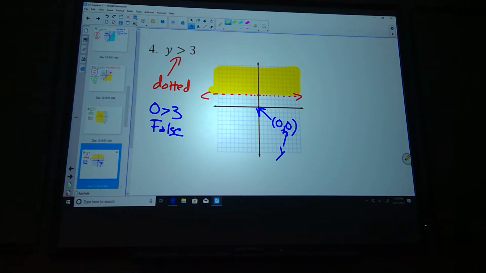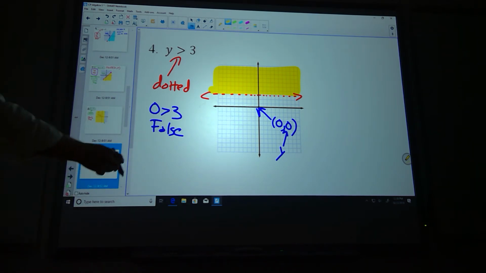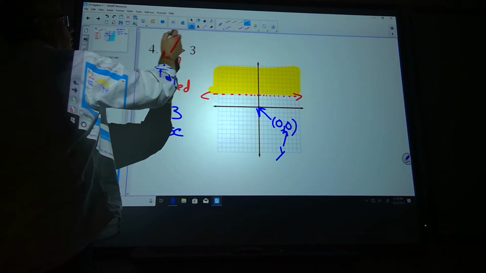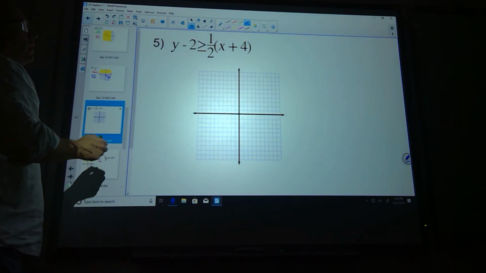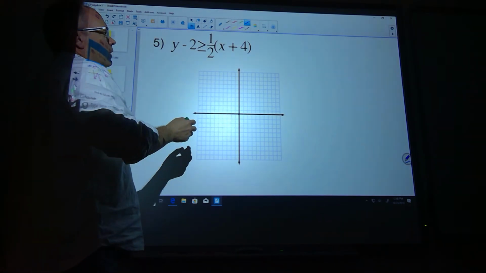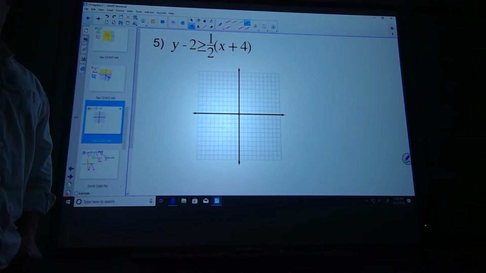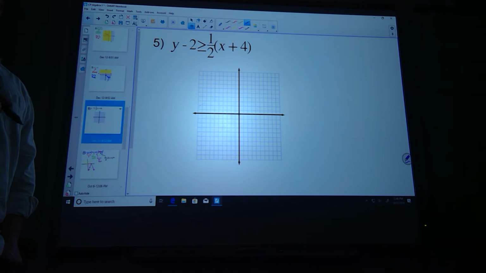There you go. Wait, so how do you know what to choose for the test point? Should we just choose 0, 0 all the time? Unless my graph goes right through 0, 0, then we pick something else. And I don't know if we'll have one. Maybe we will. Why don't we do this one first, and then I'll show you one that goes right through the origin.